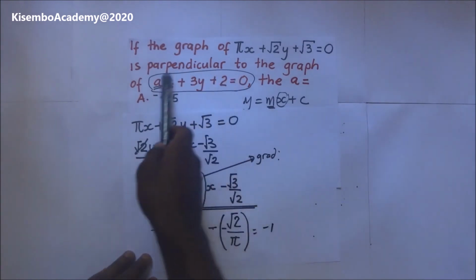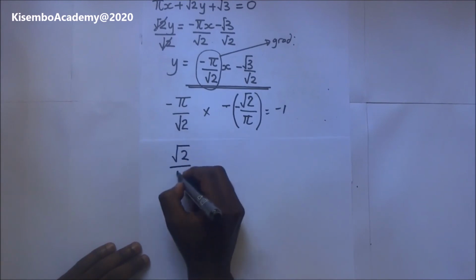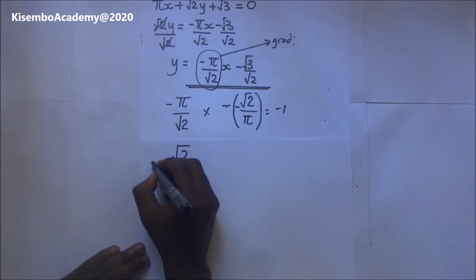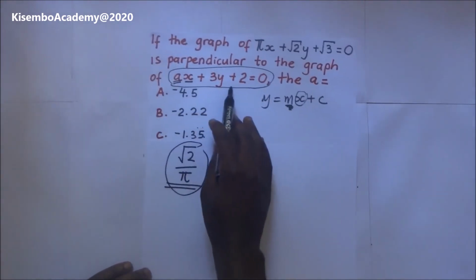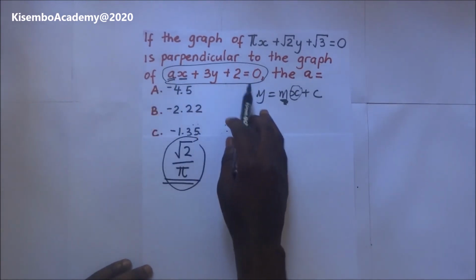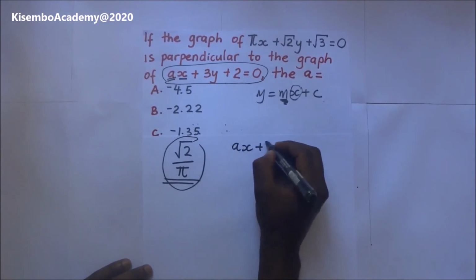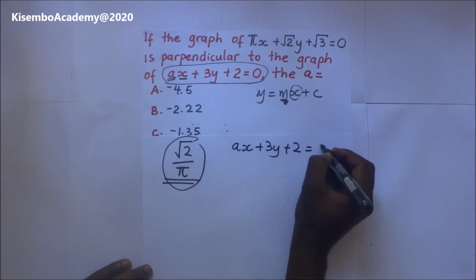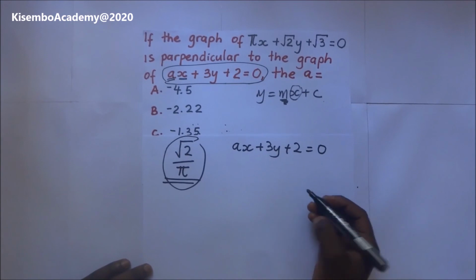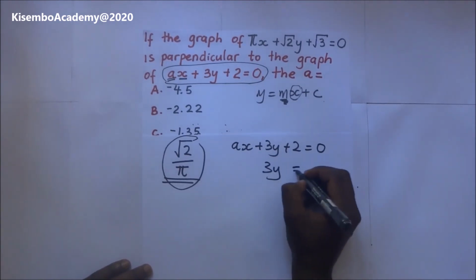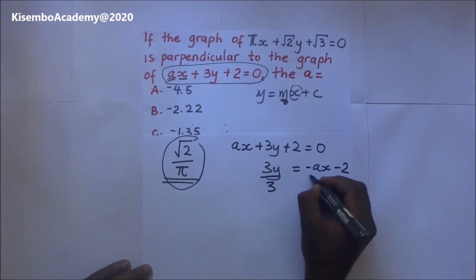So we know now the gradient of this. The gradient of this is now a positive square root of 2 divided by pi. Now that we know the gradient, we rearrange this equation into the form y is equal to mx plus c. So the equation is ax plus 3y plus 2 is equal to 0. This is going to become 3y is equal to negative ax minus 2. Divide both sides by 3.